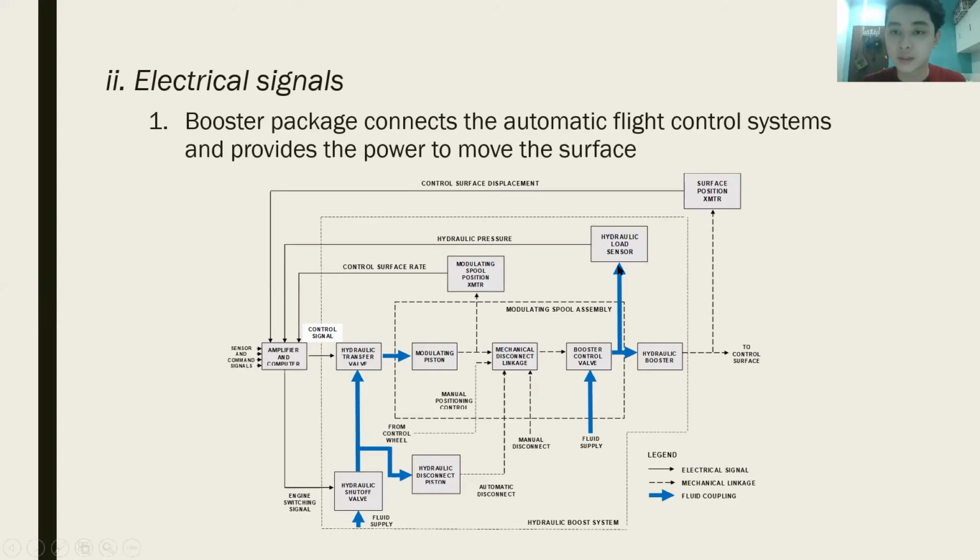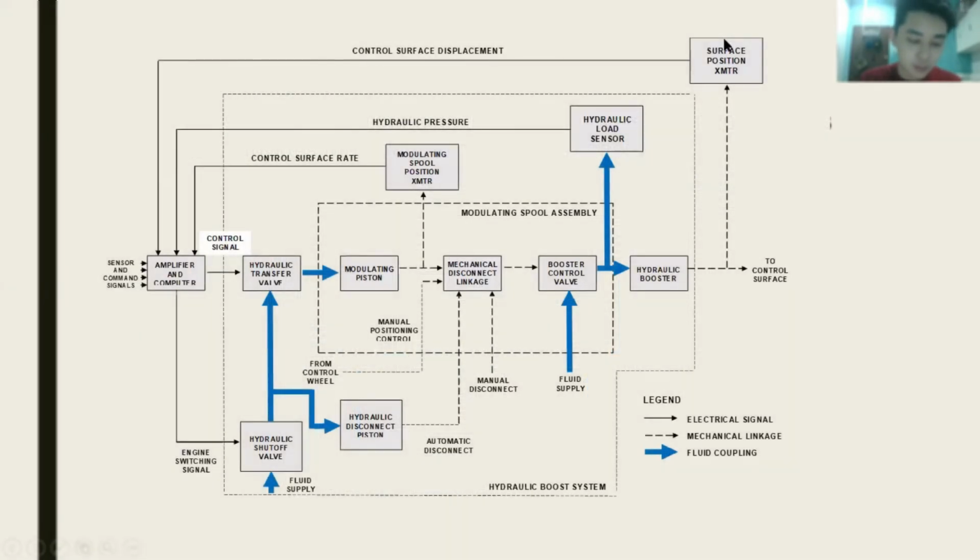Start from the surface position. The surface position transmitter on the top right here sends signals representing the amount and direction of control surface displacement from the streamline position. This is to prevent overshoot of the control.